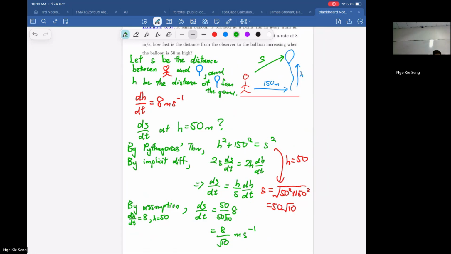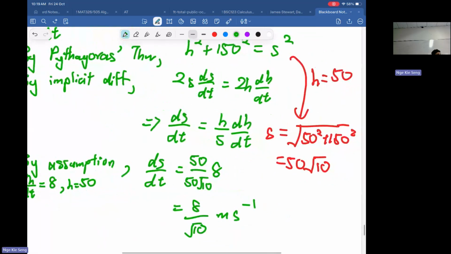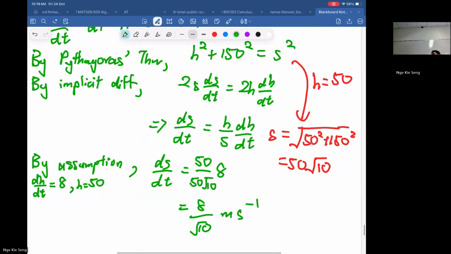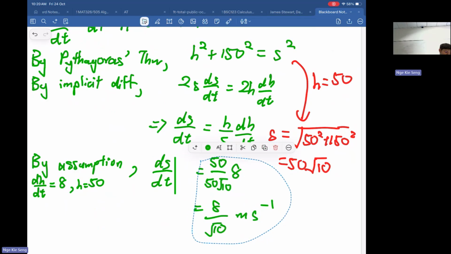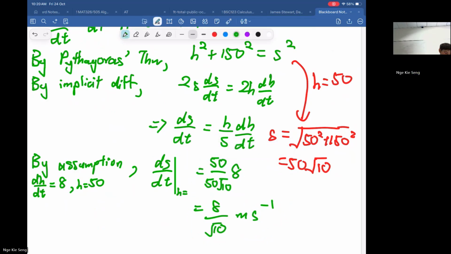So far, so good? Question? Want to zoom in on the last part? Actually, to be precise, maybe I should put here that this ds dt is evaluated at h equals 50 meters. Then you get this.